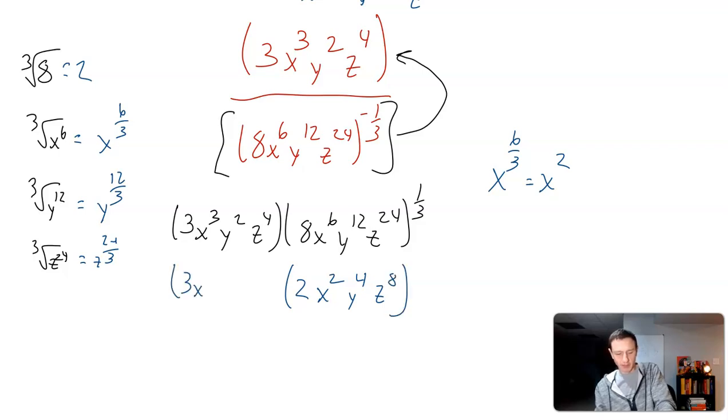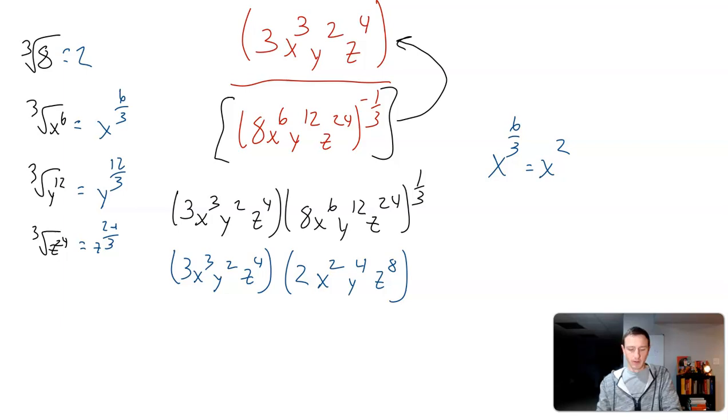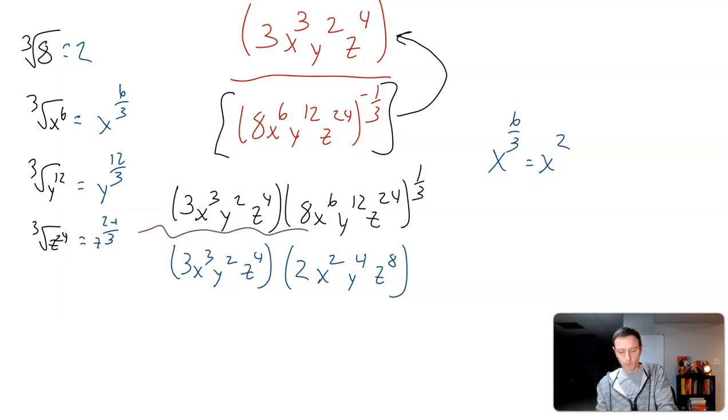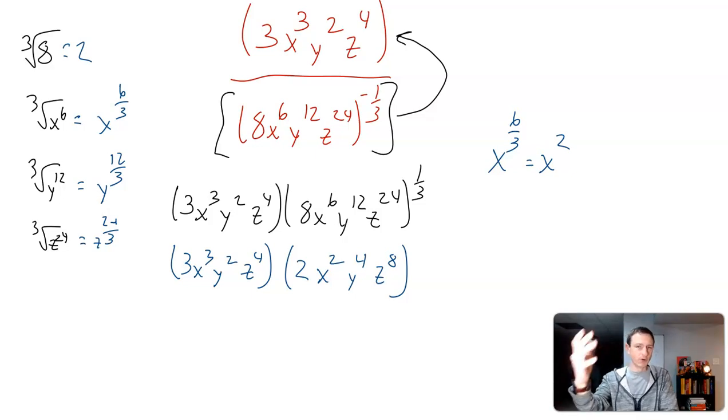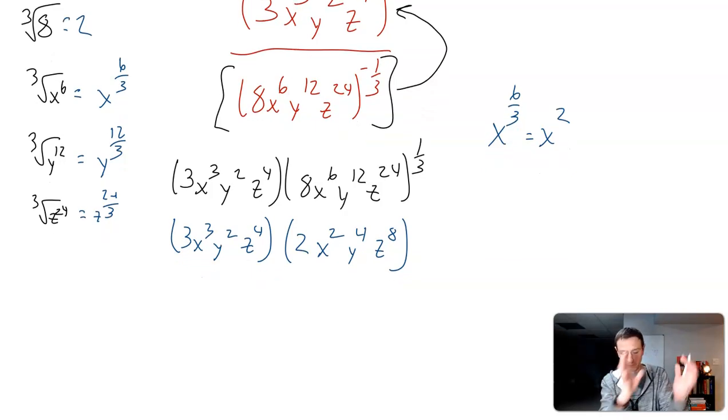So I have 3x to the third, y squared, z to the 4th, being multiplied by 2x squared, y to the 4th, z to the 8th. With the problem the way it is now, I don't know if I want that line there. I'm just going to try to separate it out, but maybe that looks like a fraction sign. I don't have any more division. I don't have the division of the same base. Now what I have is multiplication. I have this first parentheses times this parentheses there.